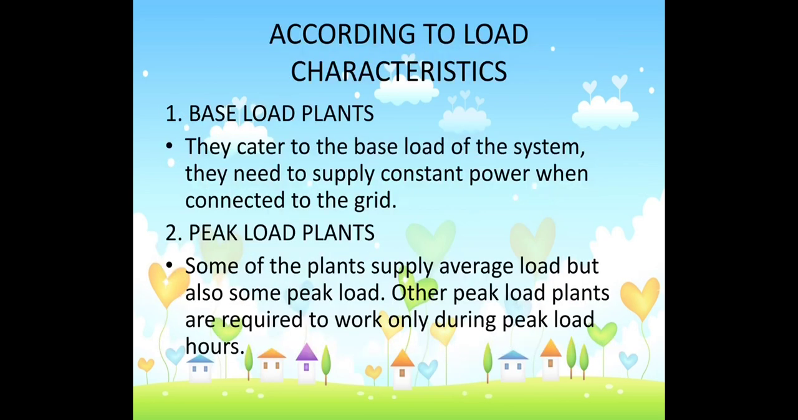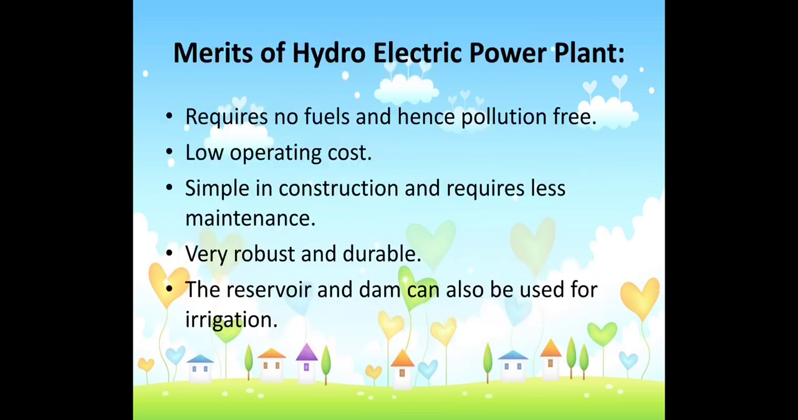According to the load characteristics, there is the base load plant. The base load of a system is the need to supply constant power when connected to the grid. And then peak load. Some plants supply average load but also some peak load. Others operate at high peak load only. That is a peak load plant.